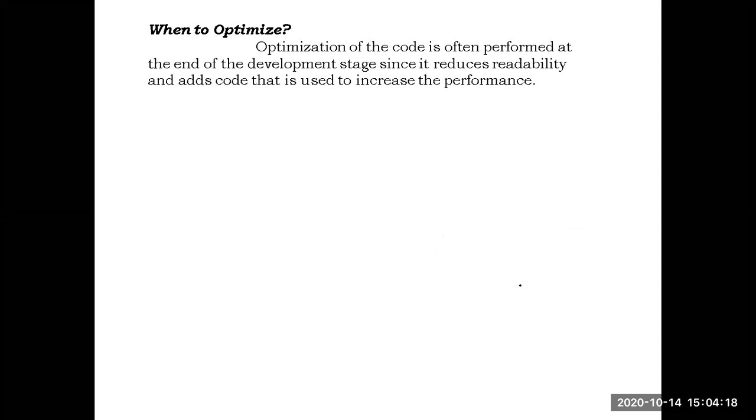When to optimize? When, in the compilation process, do we have to optimize? Generally, optimization of the code is performed at the end of the development stage. That means after the complete source code is ready, only then is the optimization of the code performed. Optimization technique is applied only at the end of the code development stage. After the code is developed, optimization is applied so that it reduces readability and adds code that is used to increase the performance.